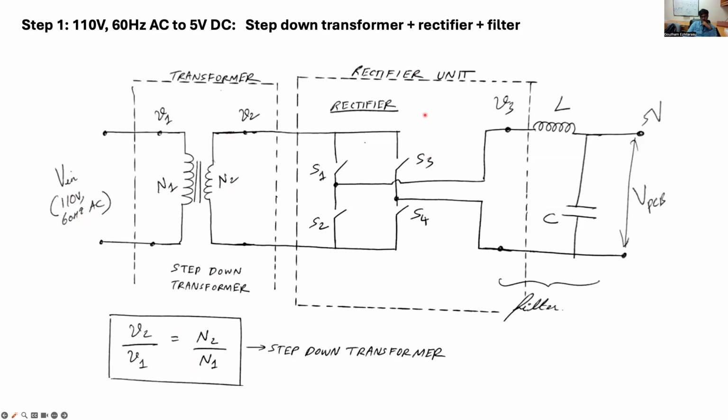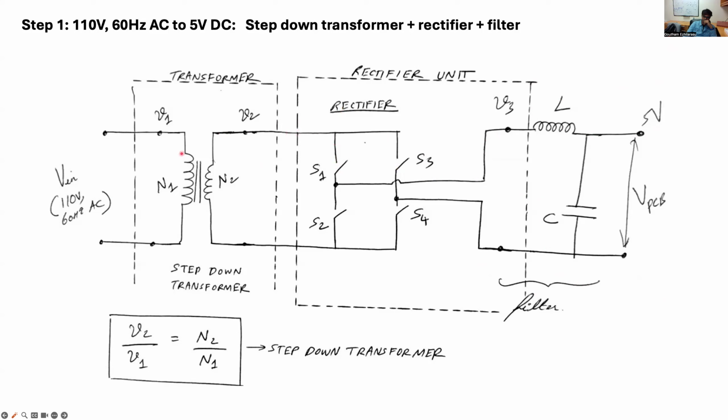And then you have the rectifier, which is basically a bunch of switches, S1, S2, S3, S4, as shown here, connected in this topology that converts this AC to a single side, basically a single polarity DC. And then that DC, however, as you'll see, has harmonics, and therefore you use a filter stage to remove the harmonics. And then here you get a very stable DC output at around 5 volts.